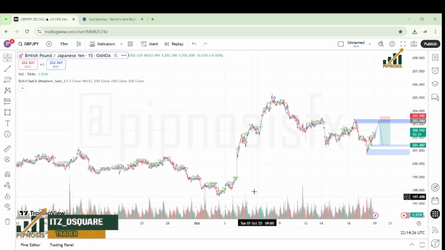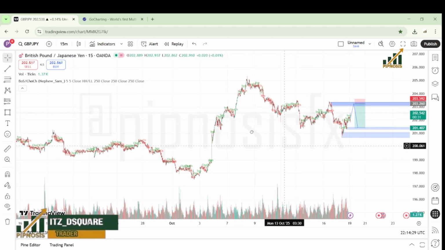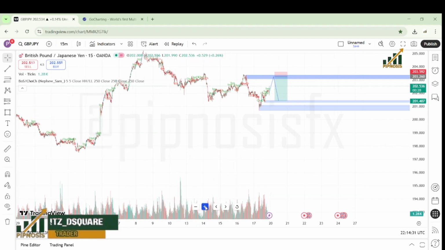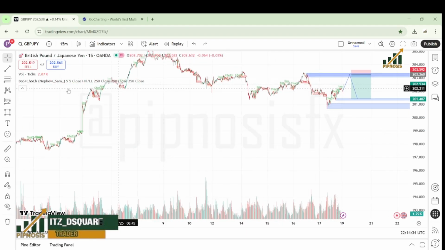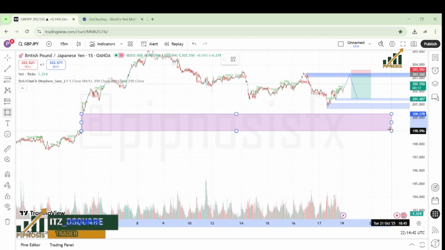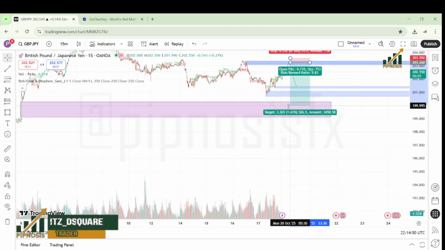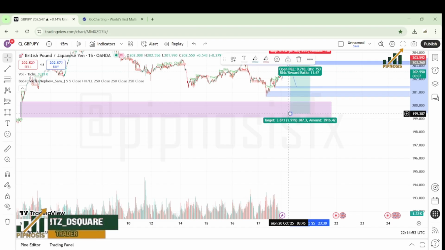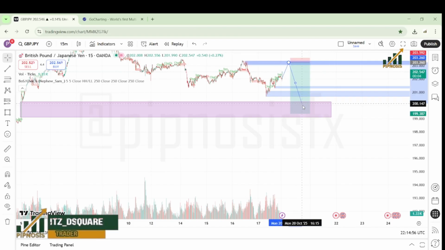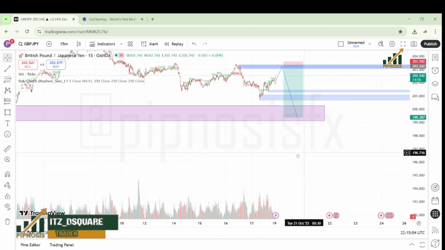So for now, on this pair, I'm looking out for a sell. Okay, I can also spot an FVG at this level, an FVG which is a fair value gap on the market. So I'm looking out. I think my TP will have to be taken down to that zone because the market will have to come and fill this FVG before moving to the upside.